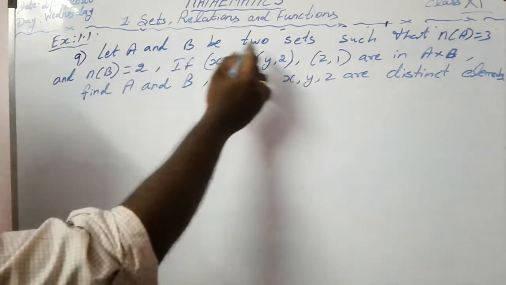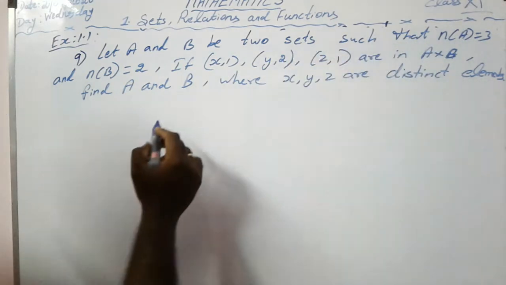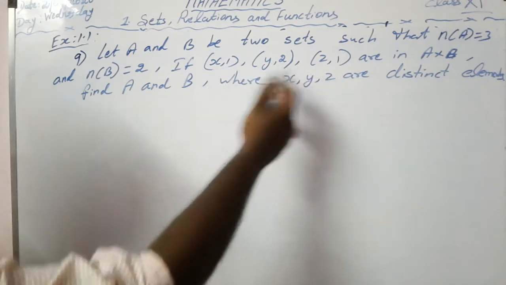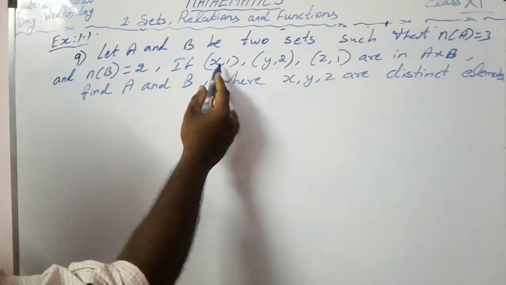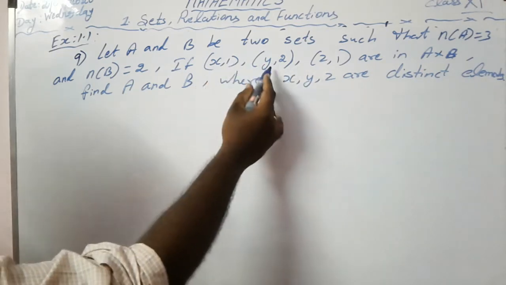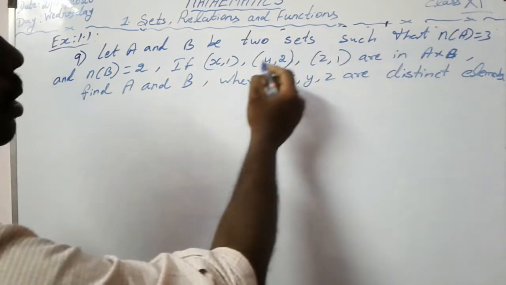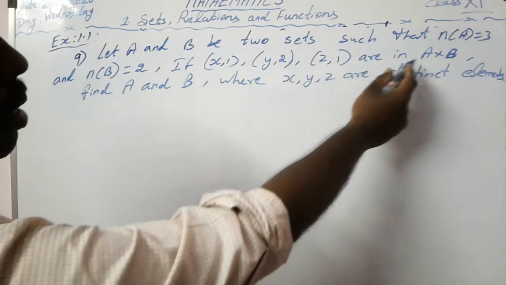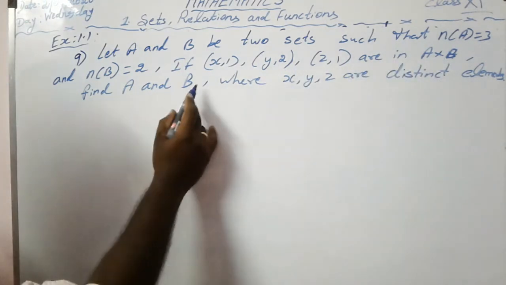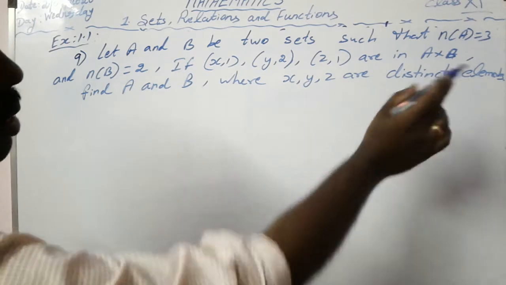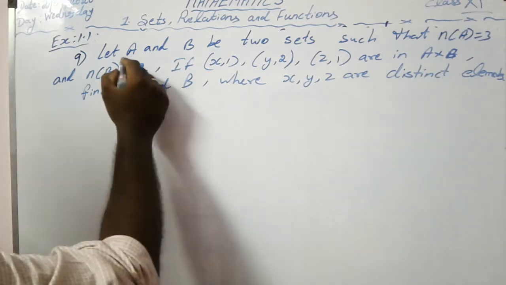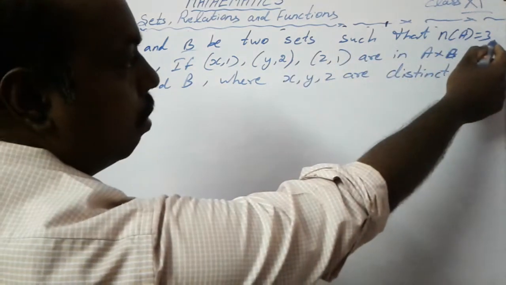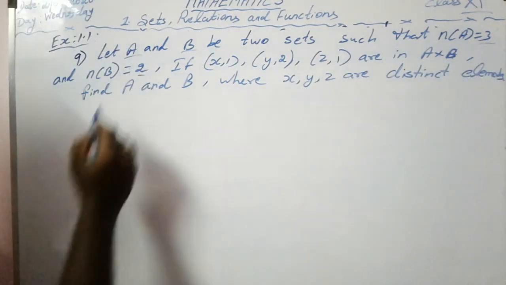Let A and B be two sets such that n(A) equals 3 and n(B) equals 2. Given the ordered pairs (x, 1), (y, 2), (z, 1) are in A cross B, find A and B, where x, y, z are distinct elements. So we have to find the sets A and B, but the number of elements is given: n(A) equals 3, n(B) equals 2.